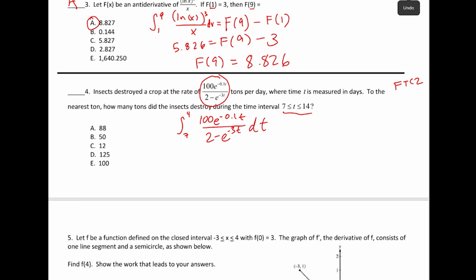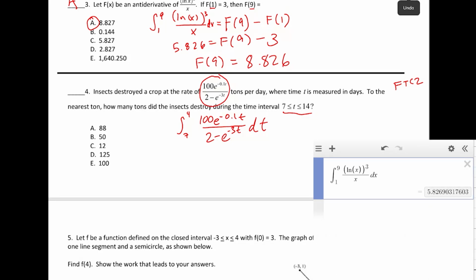Okay, so there's our setup, and we can just type that in directly. We should be able to get our answer. So let's delete this one, start typing away. Oh, looks like I didn't get the 1. That's not 7 to 4. That should be 7 to 14.